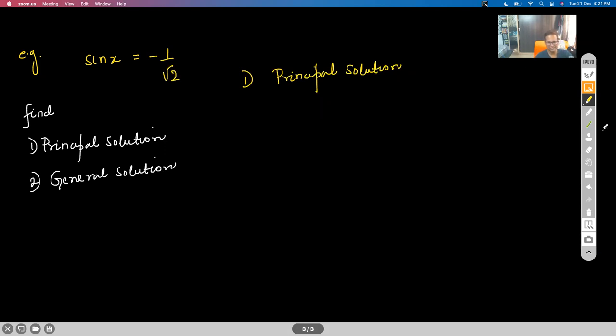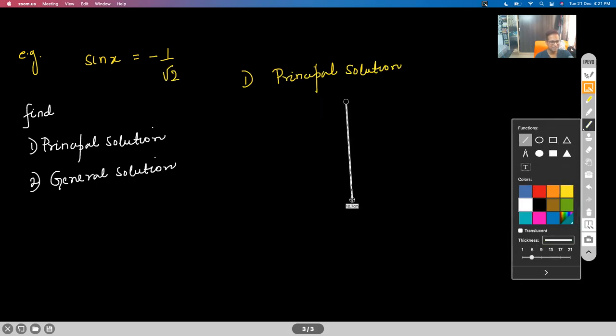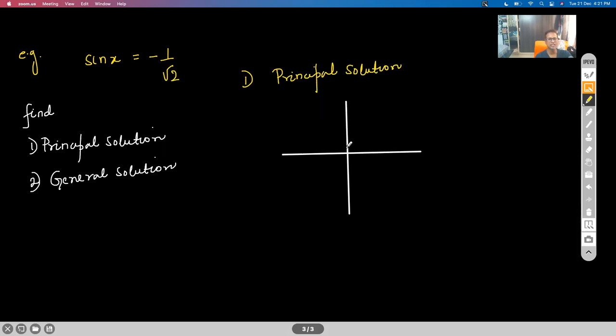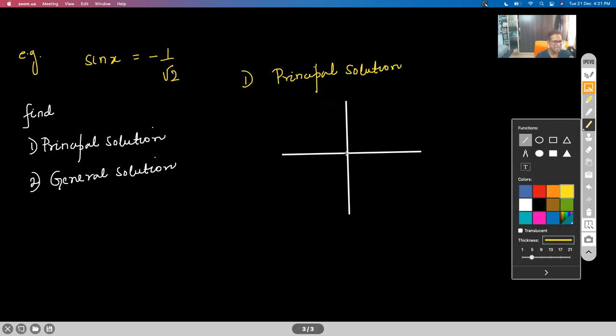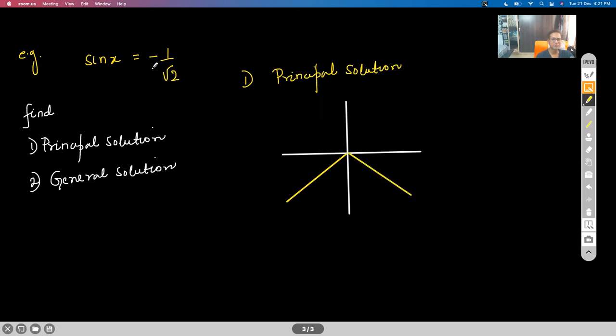So sine x is negative. Are you sure? Sine x is negative in the third quadrant and in the fourth quadrant, right? Because in the third, only tan and cot can be positive. In the fourth, only cos and sec can be positive, right? So think of an angle in the third quadrant and in the fourth quadrant for which you will get sine x equal to 1 by root 2 with a negative sign. Negative sign means already you are in the third and the fourth. So just think about the magnitude.